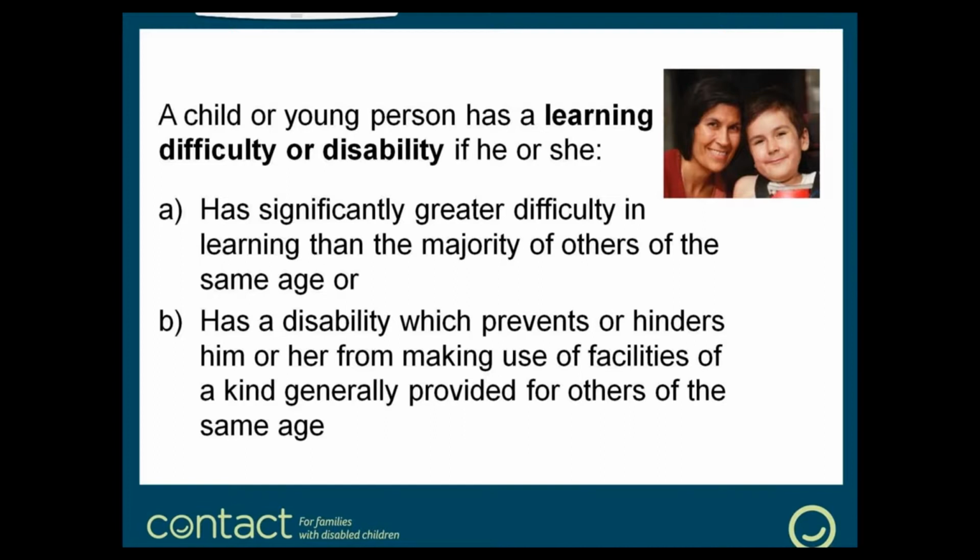So a child or young person has a learning difficulty or disability if they have significantly greater difficulty in learning than the majority of others of the same age, or they have a disability which prevents or hinders them from making use of the facilities of a kind generally provided for others of the same age. So your child or young person doesn't have to have both of those. Crucial word is or, so they can have either A or B. Some children, of course, may have both as well. So these are the standard definitions across the country that you may need to be familiar with when contacting your child's school or your local authority.